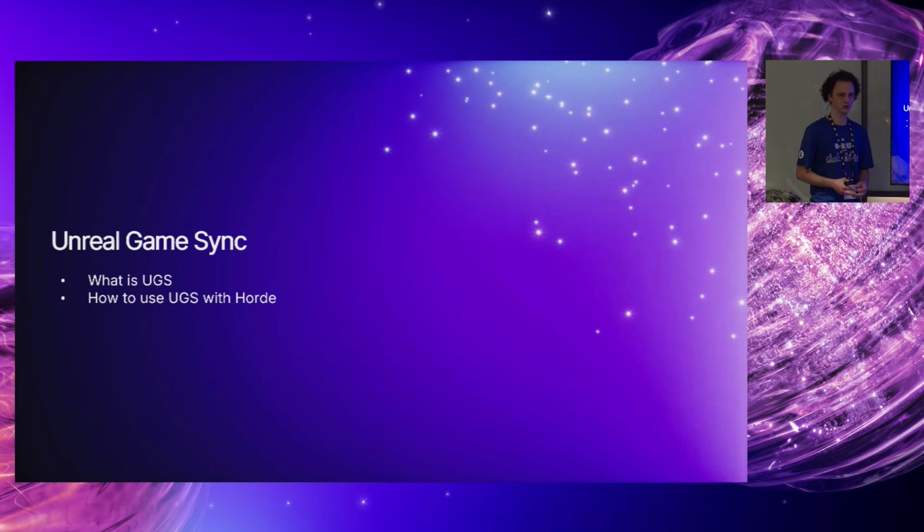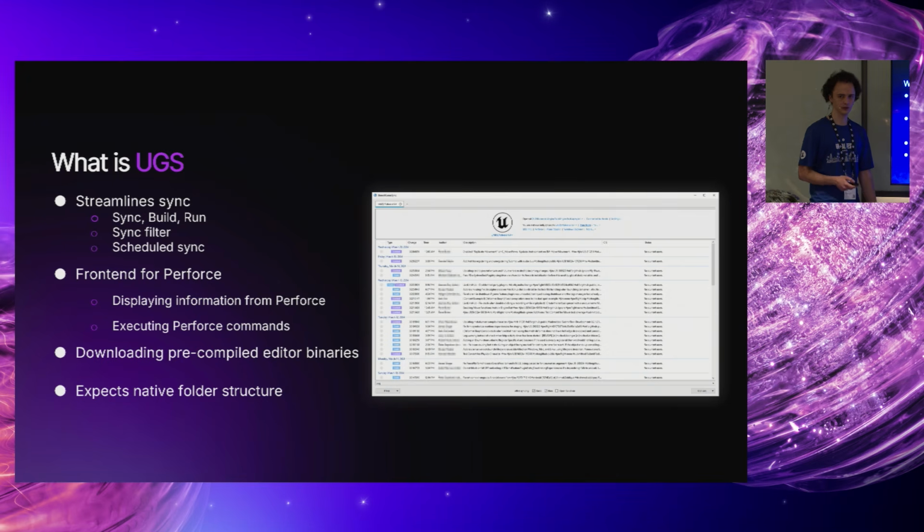So I'm just going to quickly cover what Unreal Game Sync is and why you would want to use it. And then I'll show you a quick overview of how we can use it with Horde. So Unreal Game Sync is a desktop tool. Its main purpose is to streamline the steps involved for syncing the engine and projects from Perforce. And it comes with additional features like a sync filter and the ability to download precompiled binaries from Perforce or Horde. And it's designed and intended to be used in that native folder structure we talked about before. So if you want to use Unreal Game Sync, you have to be using the native folder structure.